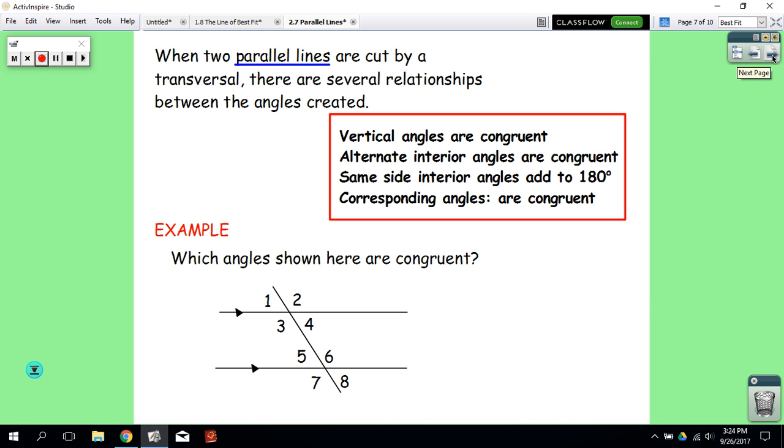Okay. So if we have two parallel lines cut by a transversal, there are several relationships between the angles created. We talked a lot about these on Tuesday. You should already have them in your notes. If you don't have them in your notes, what I would do is take what's inside the red box and I would put it into your notes. I would highlight it, I would star it, maybe a few unicorns.